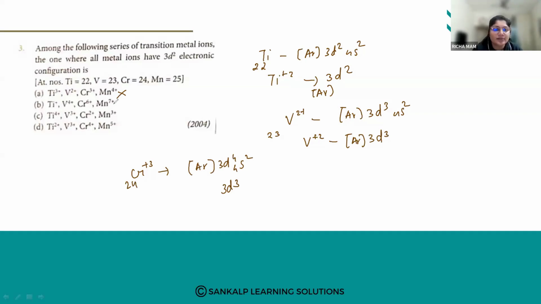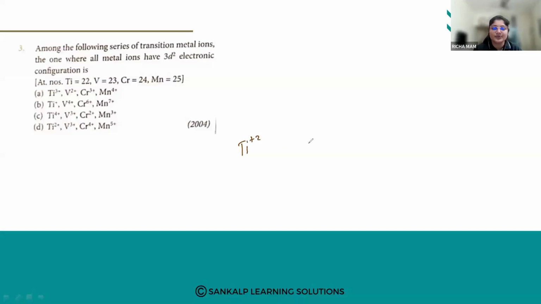Second option again vanadium plus 4, Mn plus 7. So C, which is the answer you are getting. Sri Varuni has got it as D. Okay, so let us see D. Titanium plus 2 is 3d2. Correct. Then vanadium plus 3. Vanadium is 23, so argon 3d3 4s2. So vanadium plus 3 will be 3d2.